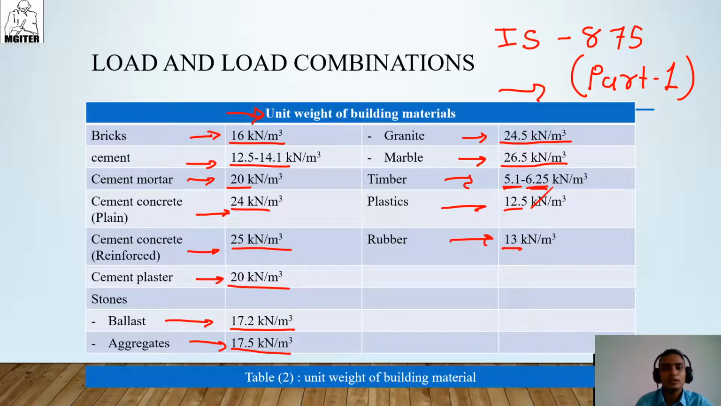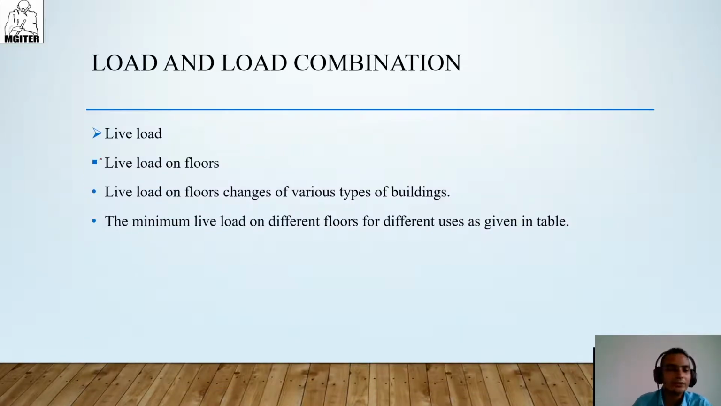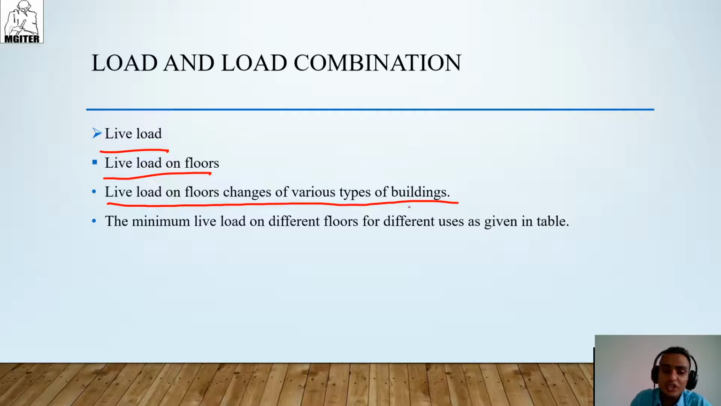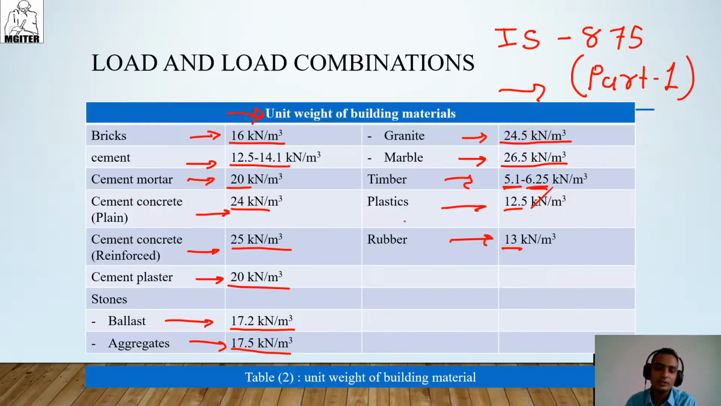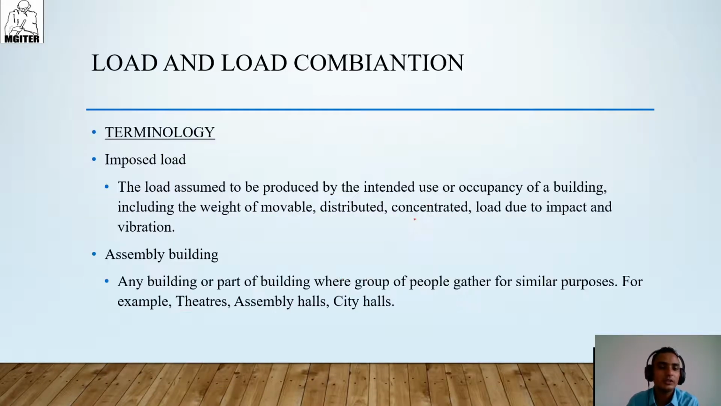Okay, then after we have the live load on the floors. Live load on the floor changes with the various types of the building. Means your live load will change when we change the type of the building, but dead load never changes. The minimum live load on different floors for the different uses is given in the table. So for dead load we have a table, same as live load we have a table.